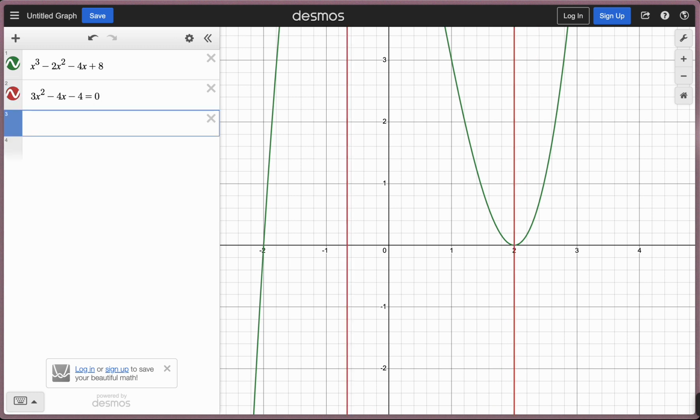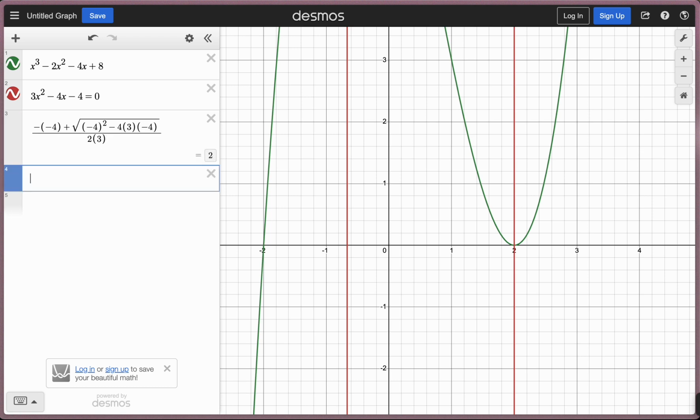And what we're going to do is use the quadratic formula, okay? This is light work. x equals negative b plus or minus the square root of b squared minus 4ac, all over 2a. Now, first thing we get is 2. Then, we get negative 2 over 3.